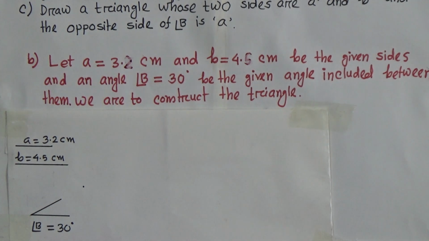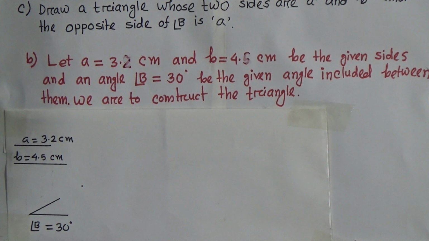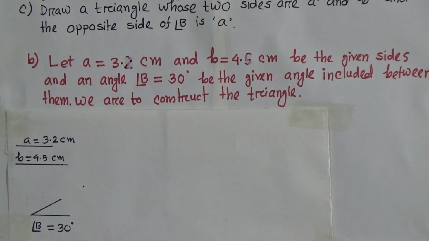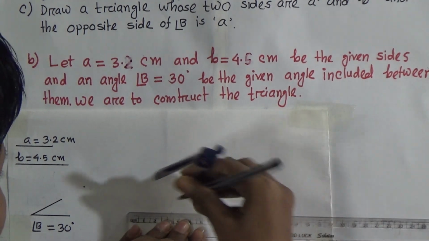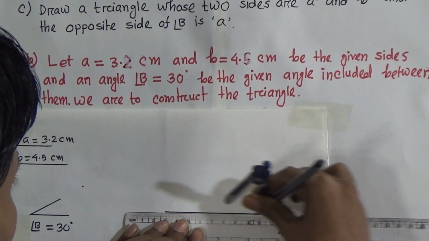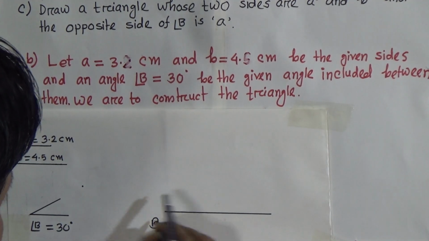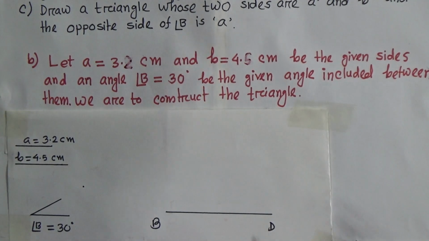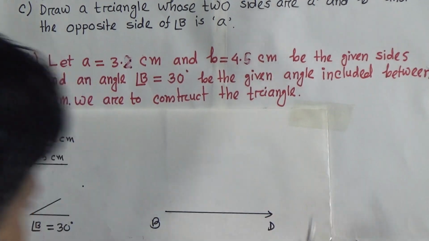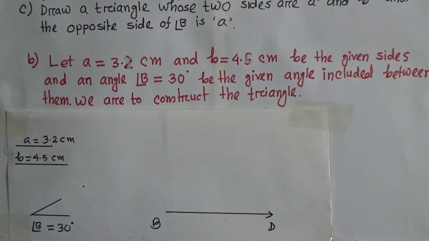Now at first you have to take any ray BD. The segment BC equal to A equal to 3.2 from any ray BD. That means you have to take at first any ray BD. Give the name B. This is the D. And this is ray. So we give arrow sign. Okay. Then from BD we have to cut A equal to 3.2 centimeter from any ray BD.